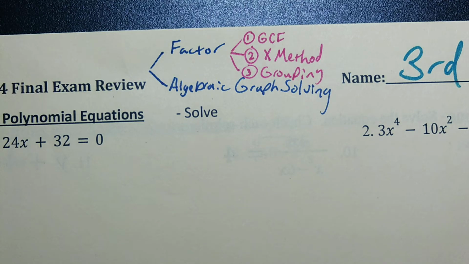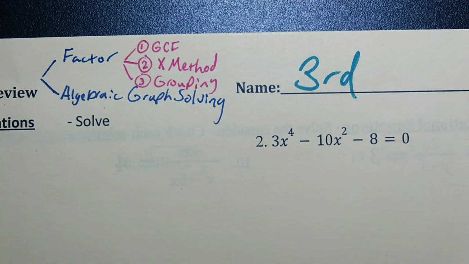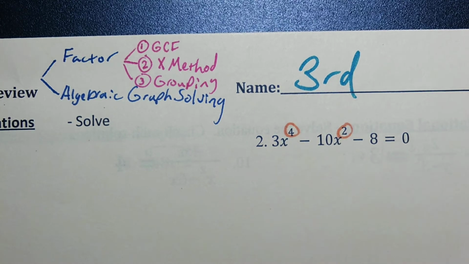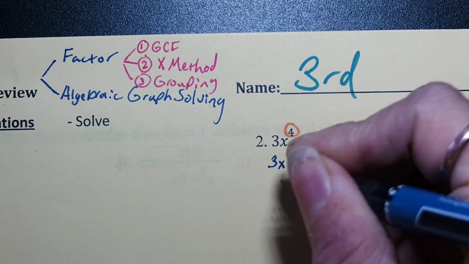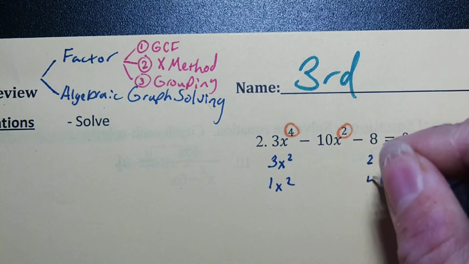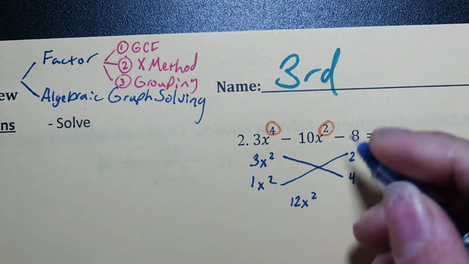So let's go ahead and start with number 2. Can I take out a GCF? Number 2. Cannot. So GCF is out. We look at our powers and we go 4 to constant. This is what we called a fake quadratic. And the nice thing is we can just factor it using the X method. So factors of 3x to the 4th, 3x squared, and 1x squared. Factors of 8, let's do 2 and 4. Crisscross applesauce, we get 12x squared and 2x squared.